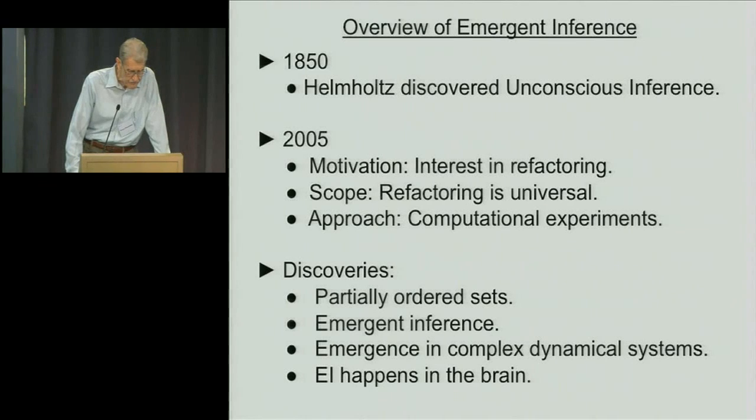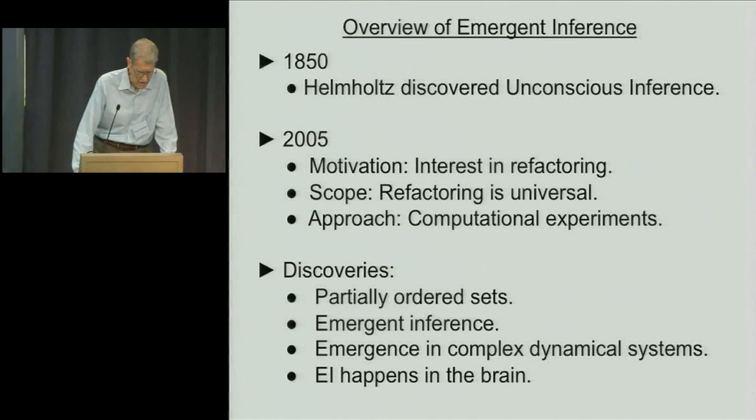I studied refactoring, and my approach was computational experiments. So I carried out a number of computational experiments on refactoring trying to answer that question. And in the process, I found several new things. One of them is that I noticed that partially ordered sets are a very good knowledge base. They are universal. They are very simple, and they certainly support the experiments I'm talking about.